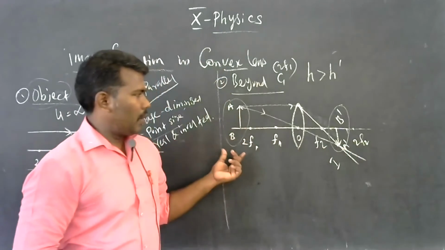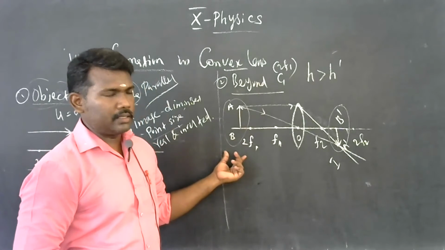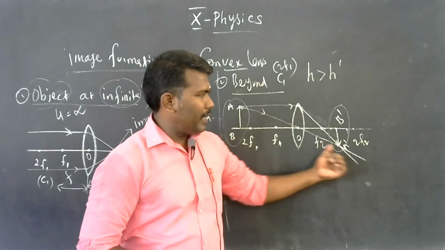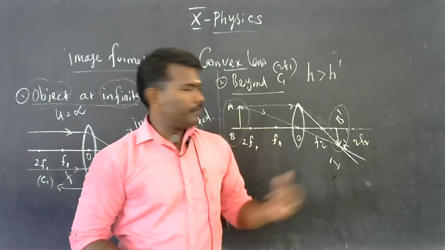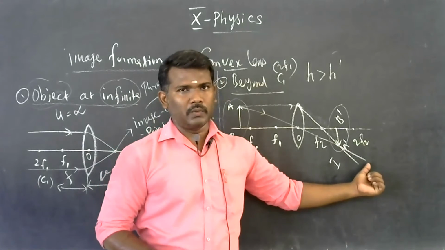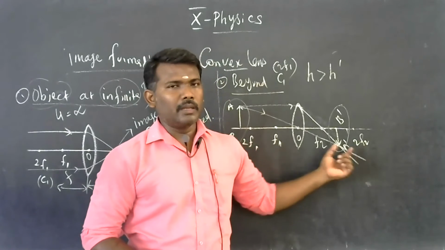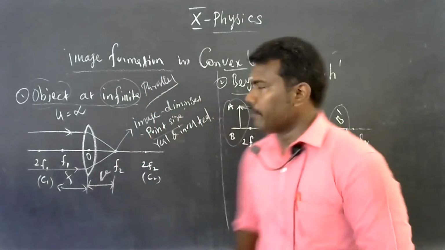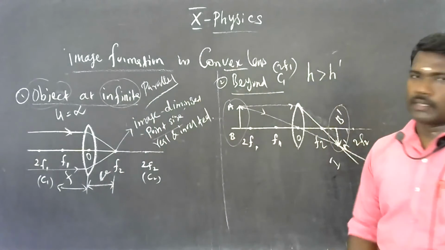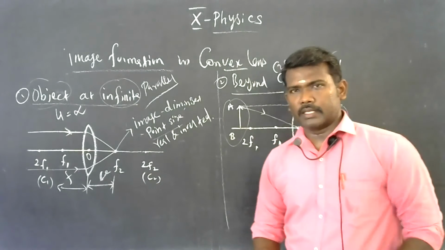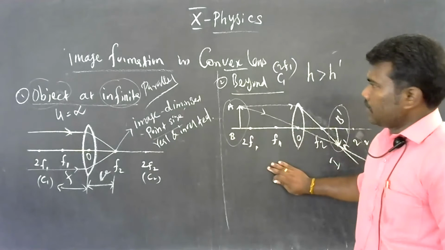Here, if you are locating the object beyond C1, the image will be formed in between F2 and 2F2, or F2 and C2. Not the midpoint, but in between F2 and 2F2, the image will be formed. So this is the second case. In this, using the convex lens, we have 6 different cases.